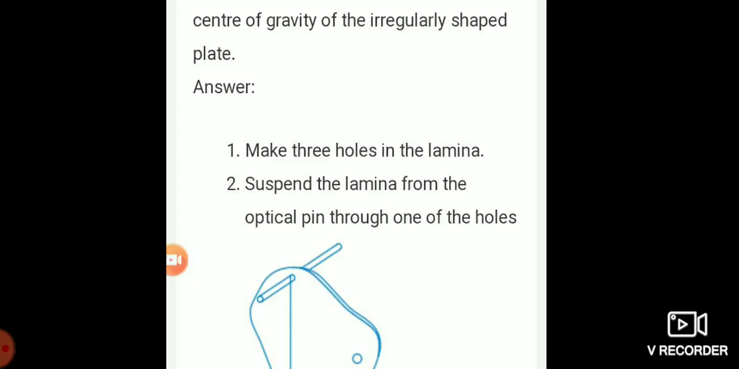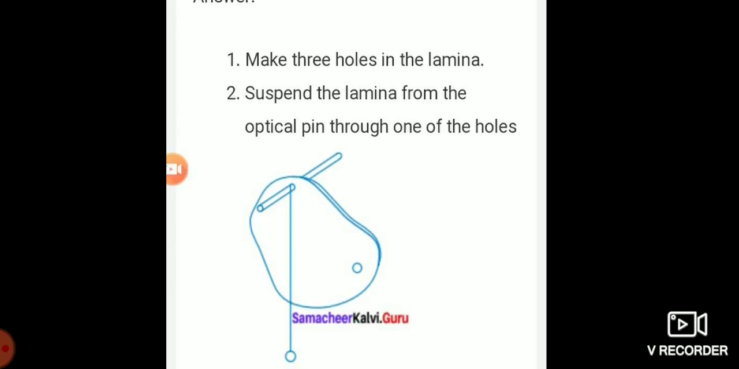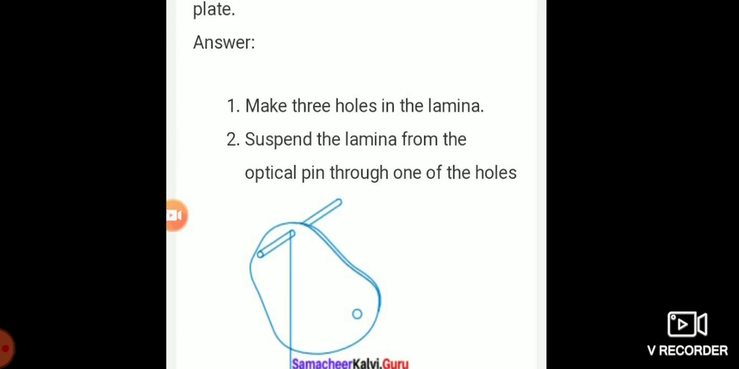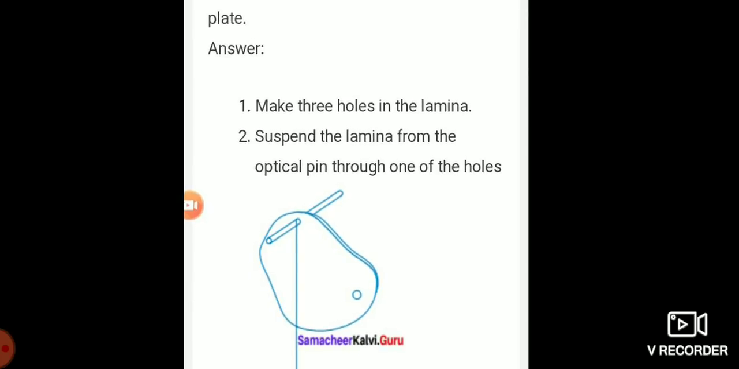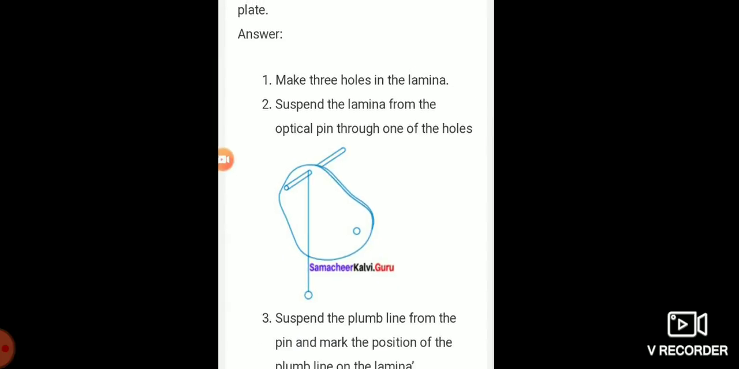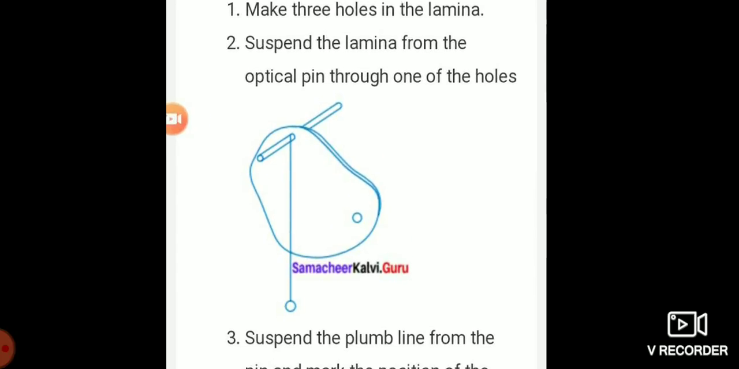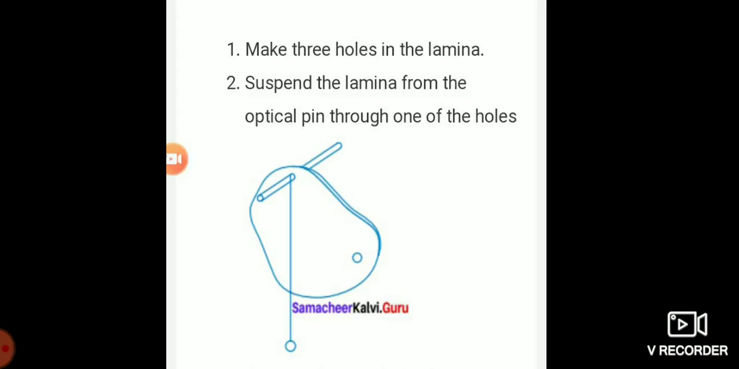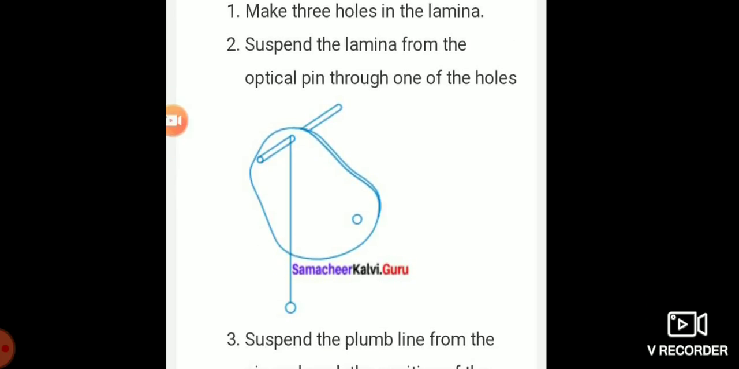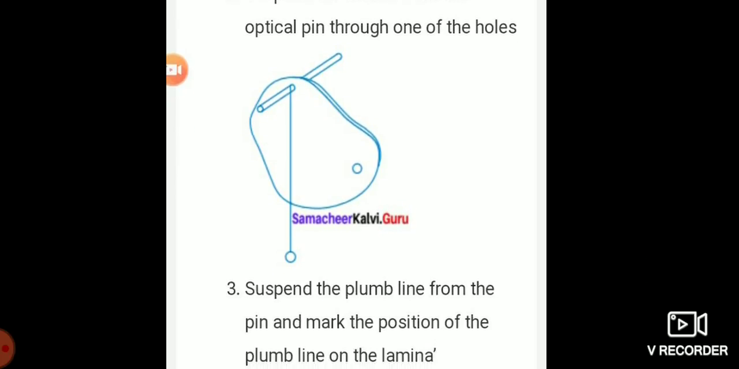Suspend the lamina from the optical pin through one of the holes. Make 3 holes in the lamina. Suspend the lamina from the optical pin through one of the holes. Next, you draw this picture: 3 holes in the lamina. Suspend the lamina from the optical pin through one of the holes. After you draw this picture, it is in your book also.